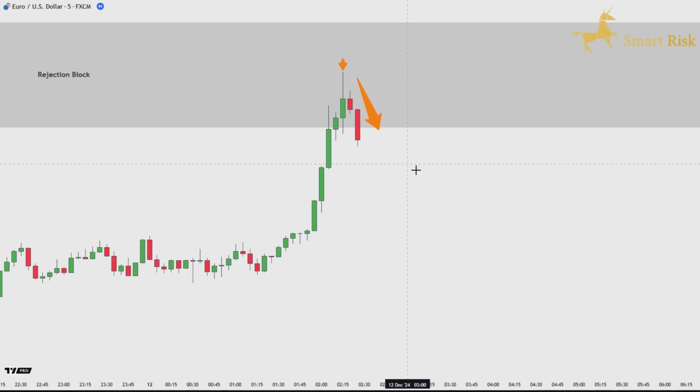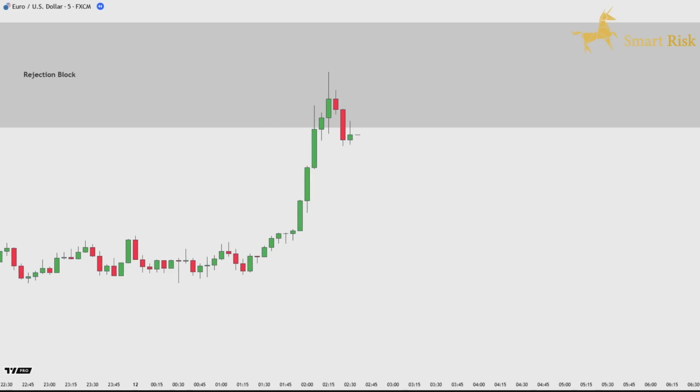This perfectly validates the importance of the 50% level that we discussed earlier. The next step is to patiently wait for the price to form both a market structure shift and a 5-minute PD array, or an inverted fair value gap, before placing an entry. Let's see what happens next.